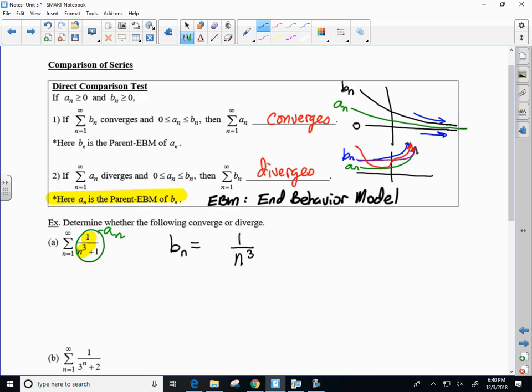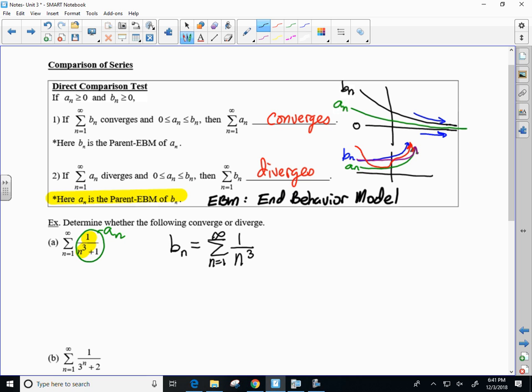Okay? So we would then need to find the parent function of that. Fortunately, that already is a parent function. There's no other coefficient, so there's no multiplier of the n cubed, and there's no addition or subtraction going on. There's no transformation of this. Right? So we would call my b sub n the sum going from n equals 1 to infinity of 1 over n cubed. That is the parent.